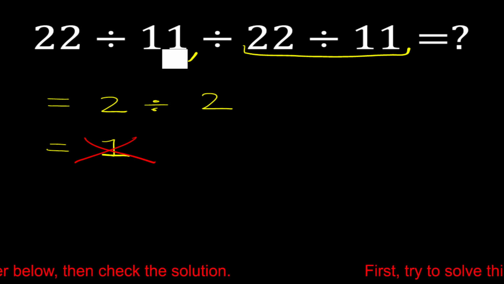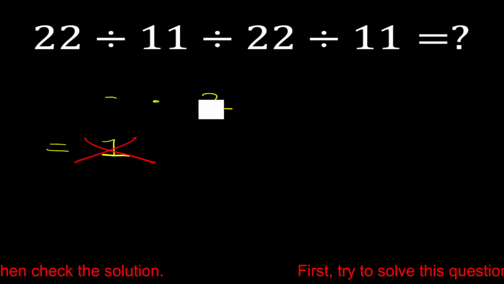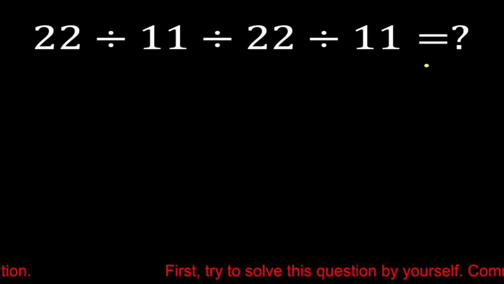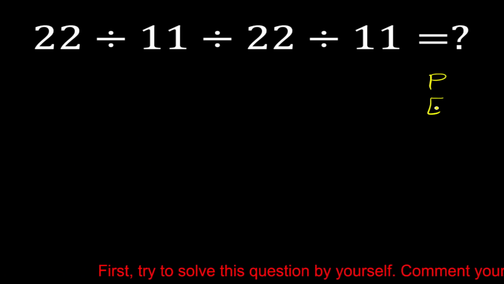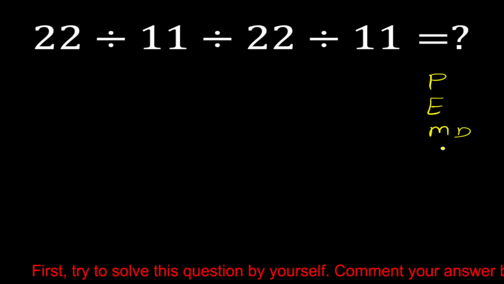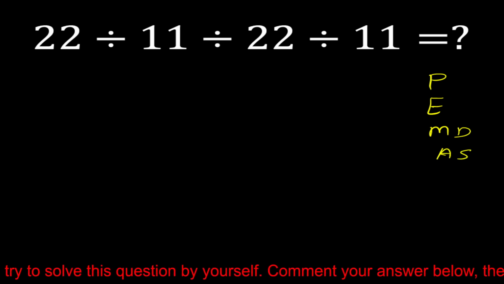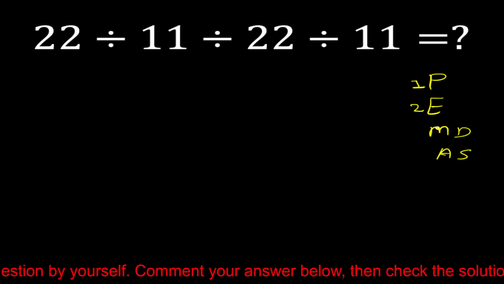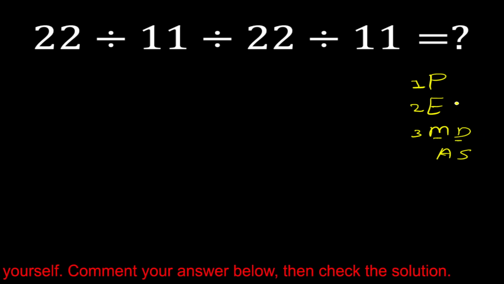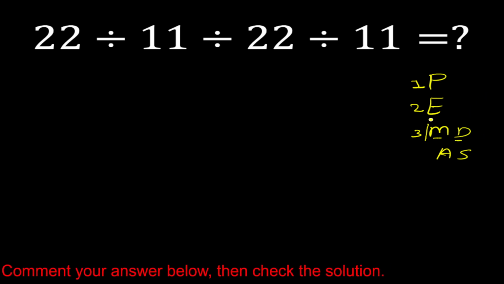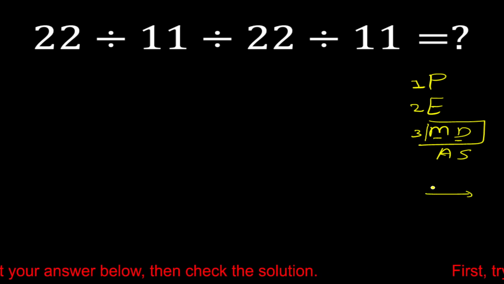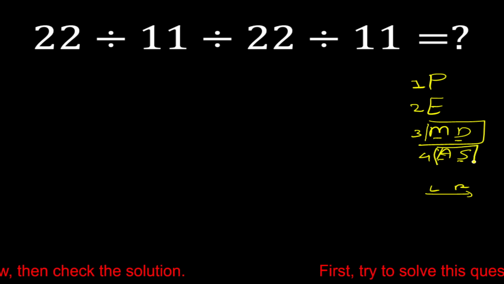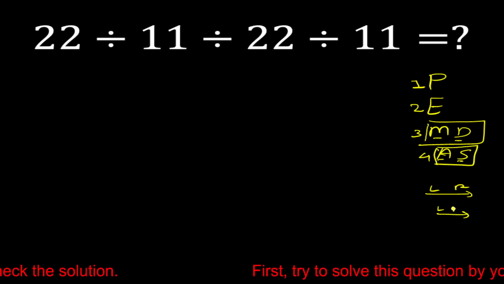Okay. So now let's solve this problem correctly by using the PEMDAS rule. PEMDAS: P, E, M, D, A, S. According to PEMDAS rule, first priority is parenthesis, then second priority is exponents, then third priority is multiplication and division. Here multiplication and division both have equal priority, so we have to solve it from left to right. Then fourth and last priority is addition and subtraction. Also both have equal priority, so we have to solve it from left to right.